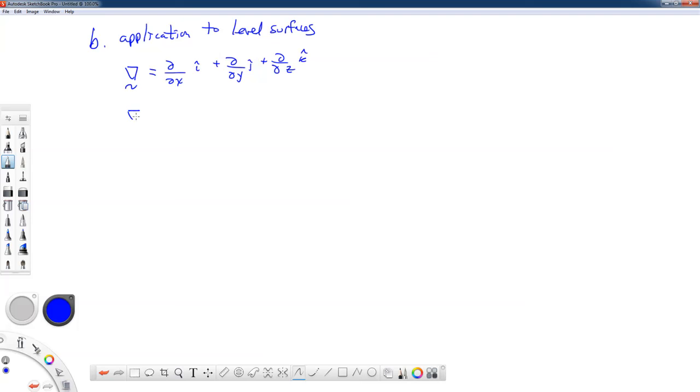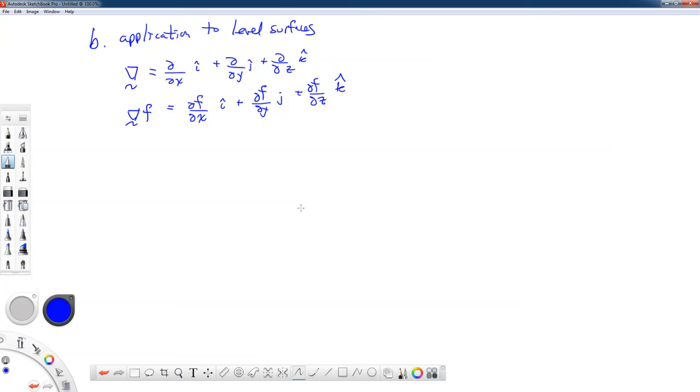And then, of course, if we had that operating on a scalar point function f, then we get the vector: partial of f with respect to x in the i direction, partial of f with respect to y in the j direction, and partial of f with respect to z in the k direction.